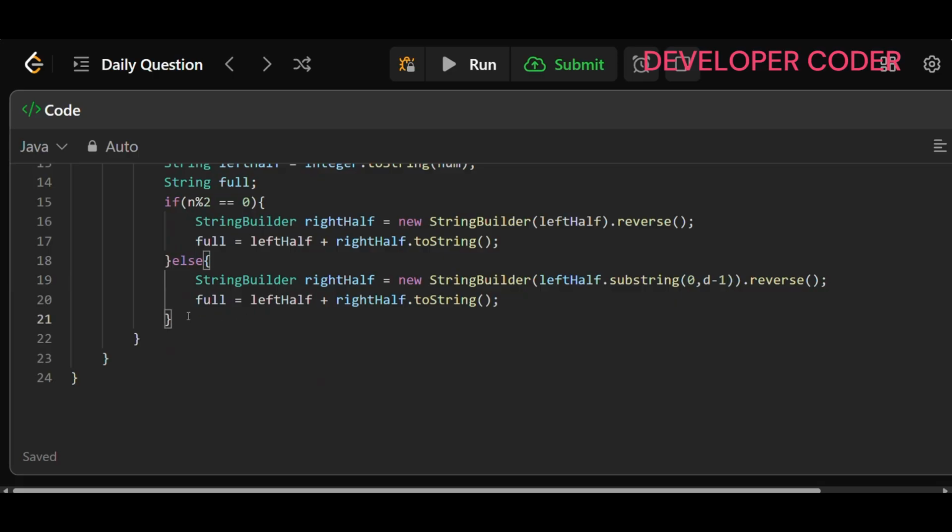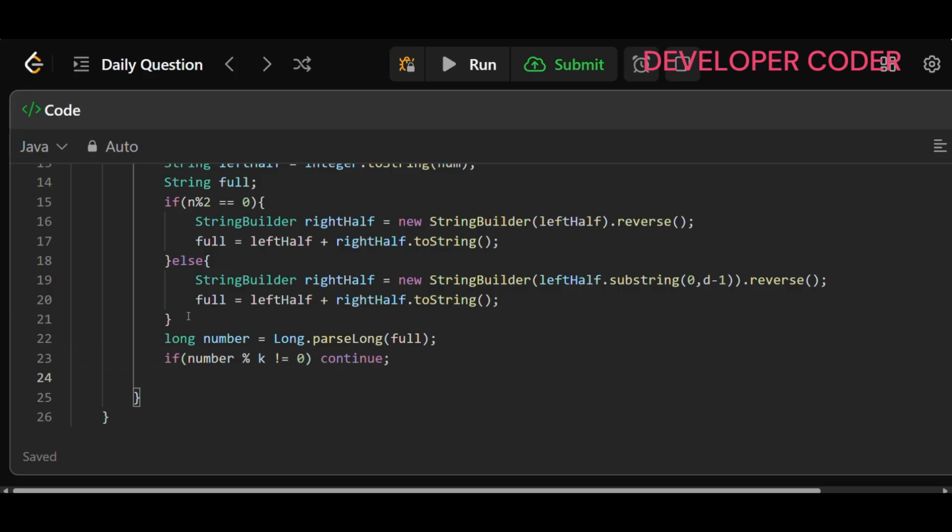This is done. Now to get the full complete number, I will write long number is equal to Long.parseLong, and here I will pass this full string. I will just convert the number to long, and then check the divisibility. If number modulus k is not equal to 0, I'm checking whether this is k palindromic or not. If it is not, then you have to simply continue.